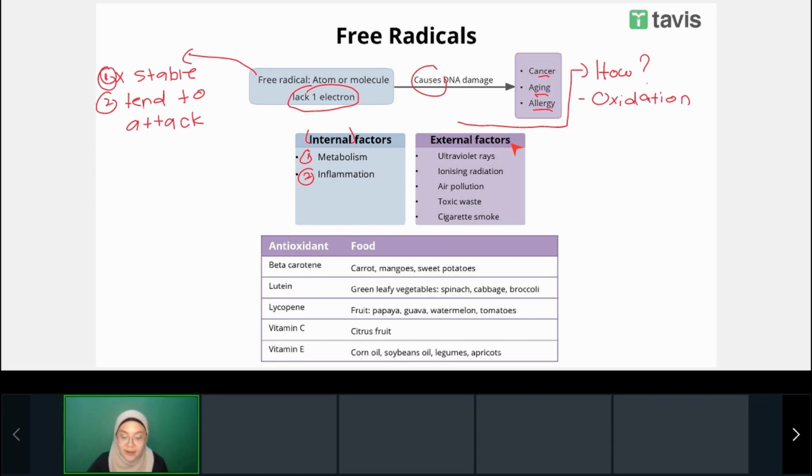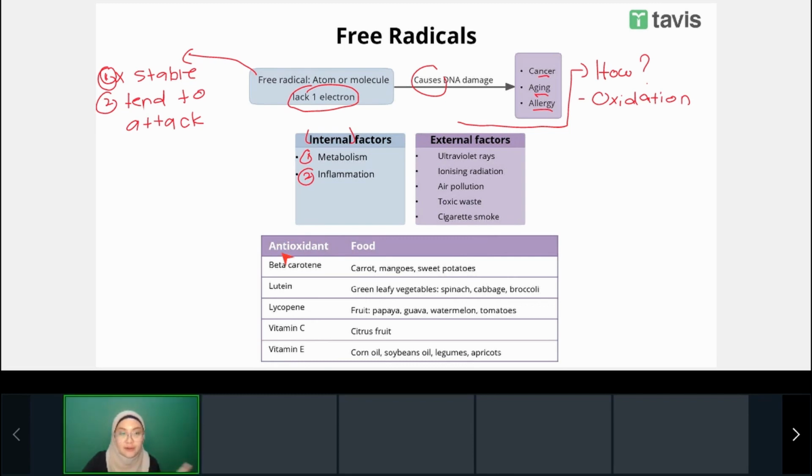Okay, the environment factor affects the amount of free radicals in our body. The examples are ultraviolet rays from the sunlight, if we don't wear sunblock, so we expose ourselves to ultraviolet rays, and ionizing radiation used for cancer treatment, air pollution, toxic waste, and cigarette smoke.